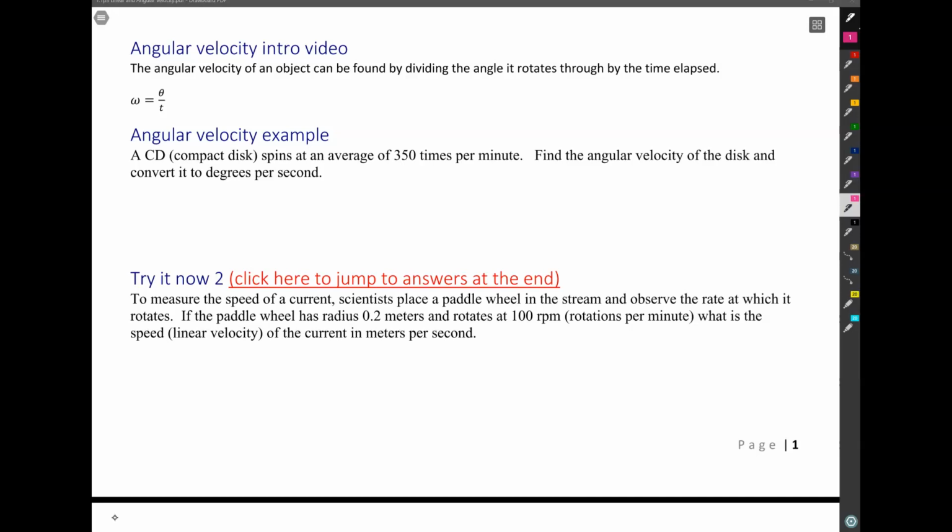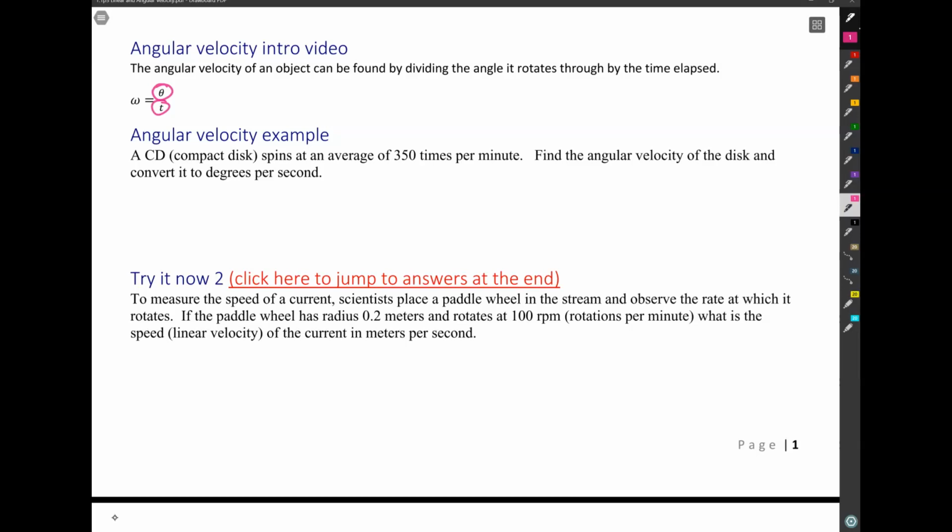Hi everyone. In this video we're going to talk about angular velocity. So angular velocity is how fast your angle is changing, which means we basically want to take the angle that we've rotated through and divide it by the amount of time that's passed by while we rotate through that, and that should give us an angular velocity.